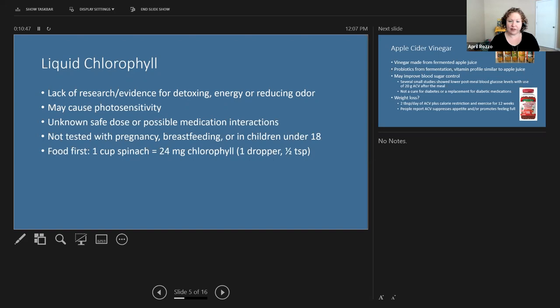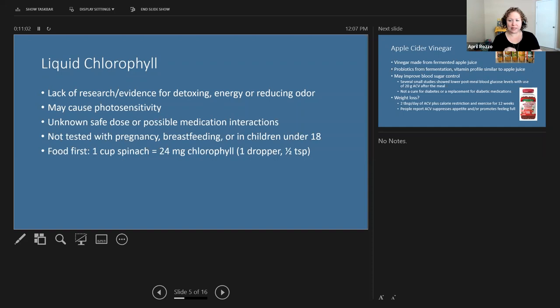Taking liquid chlorophyll can cause photosensitivity. This is another one that we do not know if there is a safe or effective dose, or any medication interactions. It has not been tested in pregnancy, breastfeeding, or children.